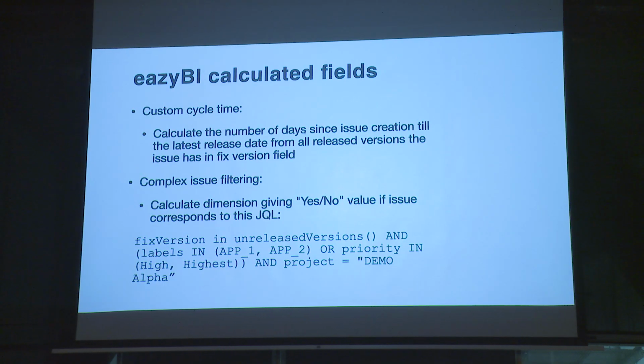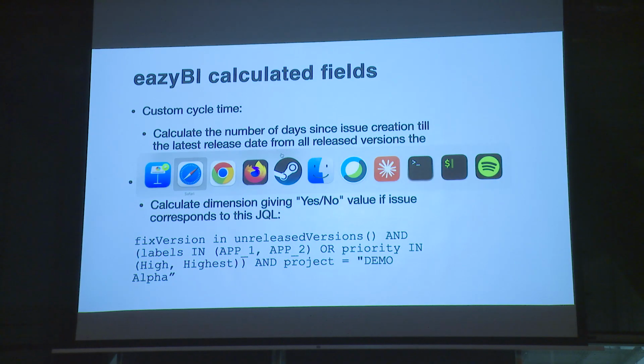The first use case is one more specific custom cycle time: the calculated number of days from issue creation till the latest release date from all releases. An issue can be delivered within several fixed versions. Each one might have a release date, and we may decide that the correct way to calculate the cycle time is to find the final version by which this issue is released. That is quite difficult. It's possible, but quite difficult within MDX. But this is the way we can do that in eazyBI using calculated fields.